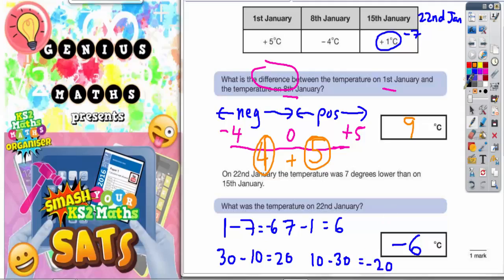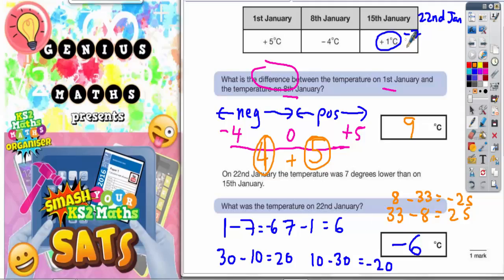One final example, where it's with even harder numbers. If you do 33 take away 8, if you figure that out, that's going to be 25. But if you switch it round and do 8 take away 33, that would be -25. So that really helps you here.